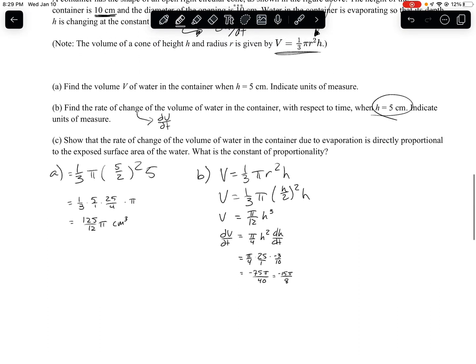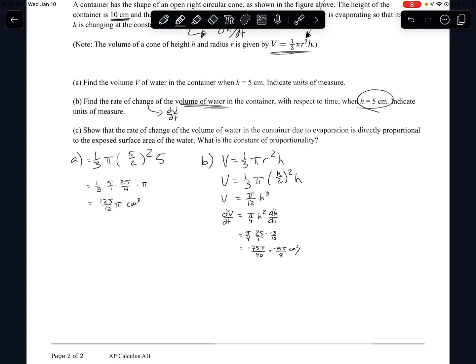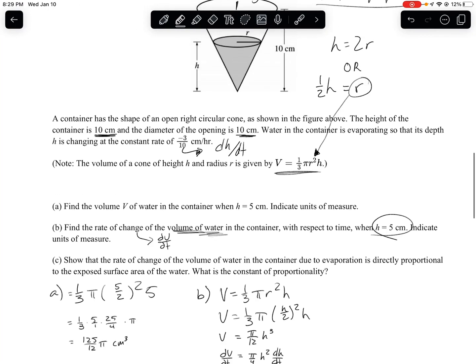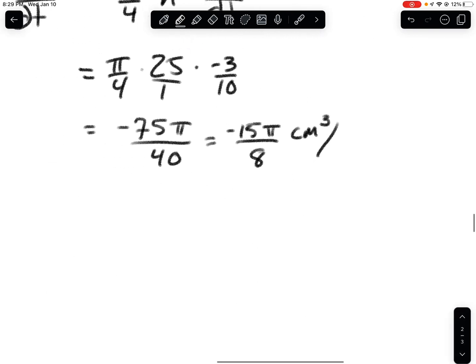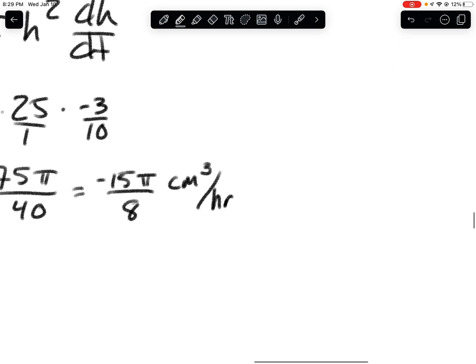Let's make sure our units are right. So find the change in the water volume of the container. So I'm dealing with water volume. You could carry the units throughout, but I think it's really hard to do it like that. So I'm just going to put centimeters cubed per, what are we dealing with here? What's our rate that we're leaving? Per hour.